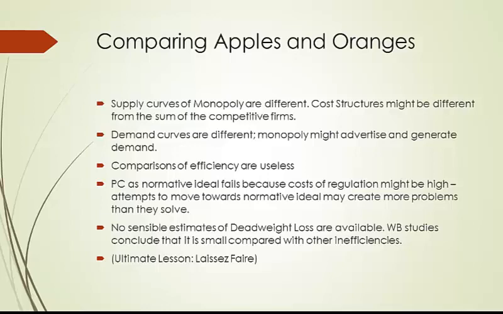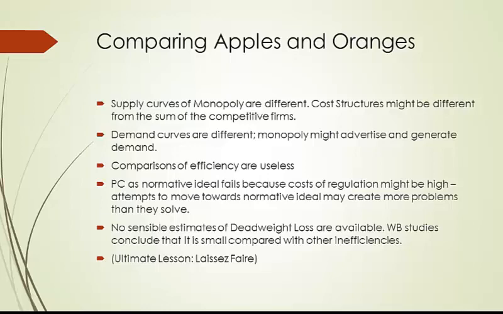The supply curves of the monopoly are different from the supply curves of the competitive firms, and you can't add up all of those firms to get to the monopoly, as we have said. Similarly, the demand curves are different when you have a monopoly. The monopoly might advertise to create demand. The competitive firm doesn't have any money to advertise, and it doesn't make any sense to advertise because they don't have a differentiated product. So we are looking at two entirely different worlds. The world in which the monopoly exists will have a different cost structure and a different demand structure. So we can't really compare.